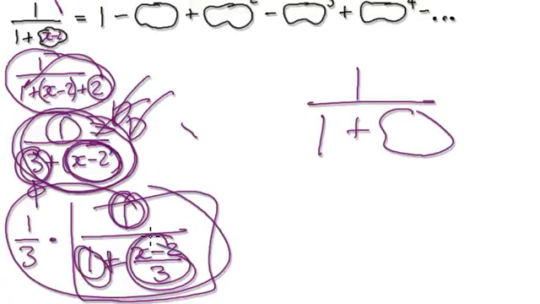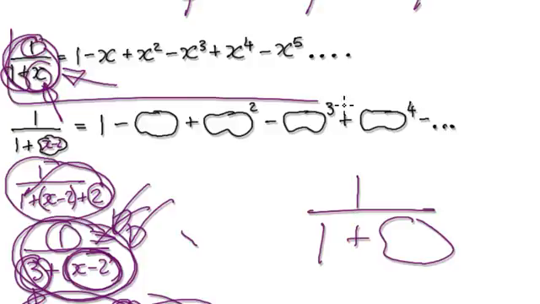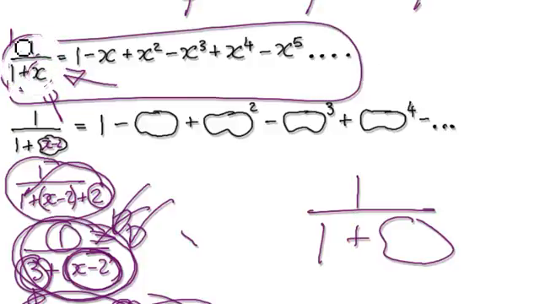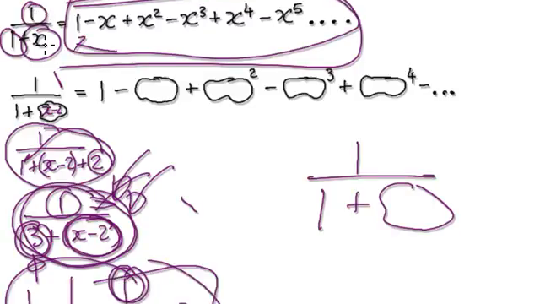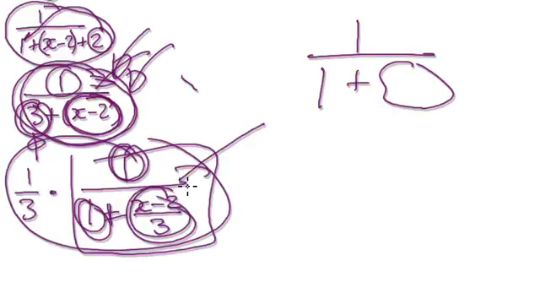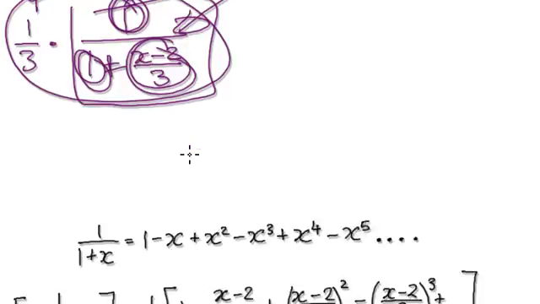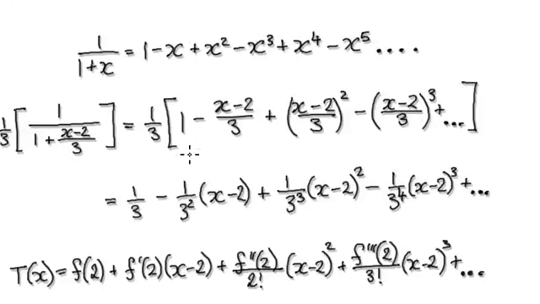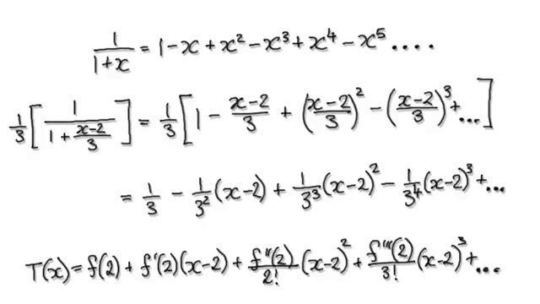So now we can make use of this series because we've got 1 over 1 plus a bubble, so we can make use of this thing here. So rewrite it in this form. So now that will take us to here. Let me just move this across.